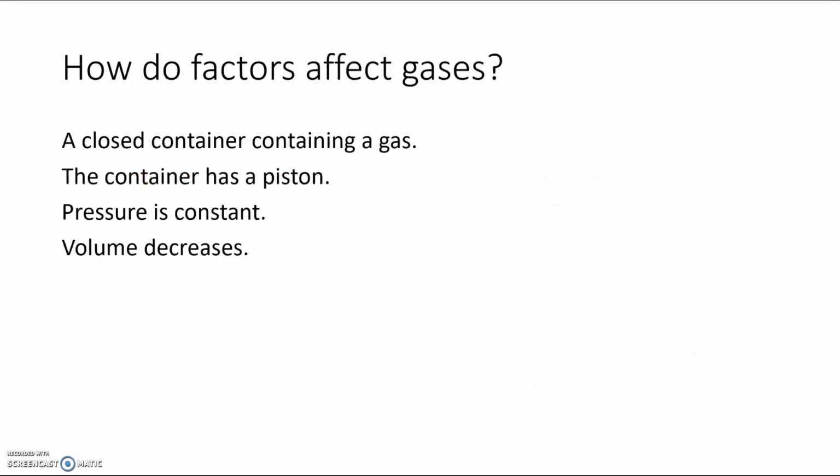So let's try another one of these where we talk about how the factors affect a gas. We did 2 of these yesterday. This one's going to sound a lot like the ones we've done, but a little bit different. So here we go. A closed container containing a gas. The container has a piston. Pressure is constant. So remember, that is gas particles hitting the walls of the container. Volume decreases. So this is the size of the room is going to change.